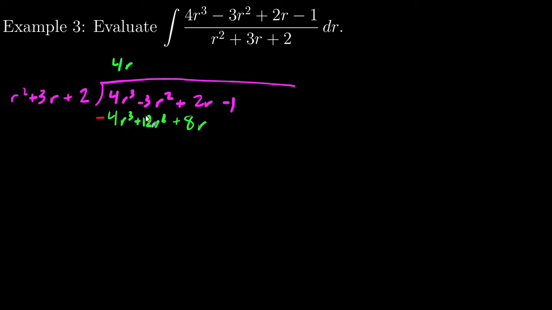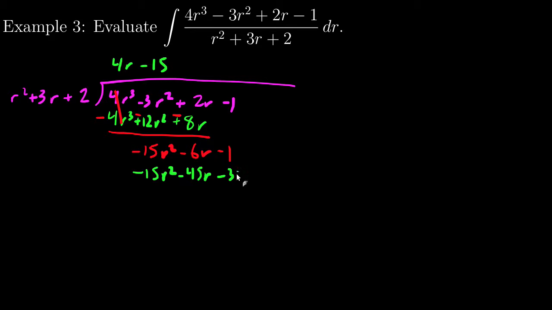And I subtract these. That cancels. I'm left with negative 15r squared minus 6r. I'll bring down the minus 1. I do the same thing. How many times does r squared go into negative 15r squared? And that's negative 15 times. And I multiply back and get negative 15r squared minus 45r minus 30.